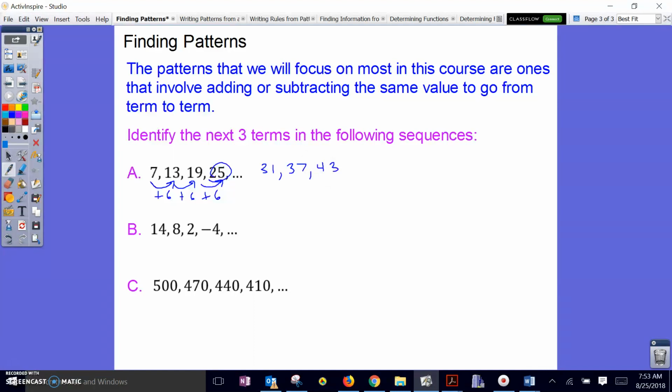Alright, now let's look at B. This time I'm not adding, the numbers are getting smaller, so I'm subtracting 6 as I go from one term to the next. So I'm going to take the last term and subtract 6, so negative 10, and then subtract 6 from that, and subtract 6 from that.